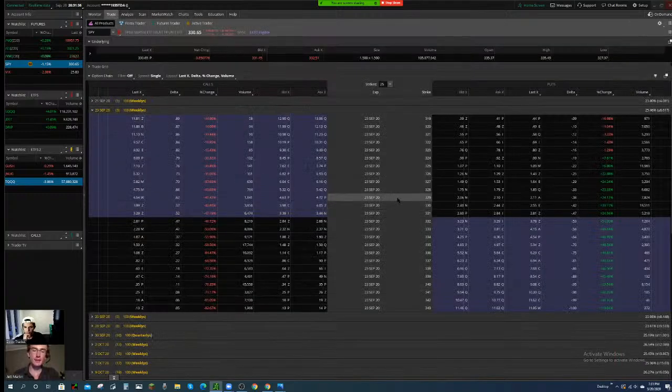And then we see that if the stock goes up, you end up making more money because you're betting on the price going up, and then a put, you're betting on the price actually going down.